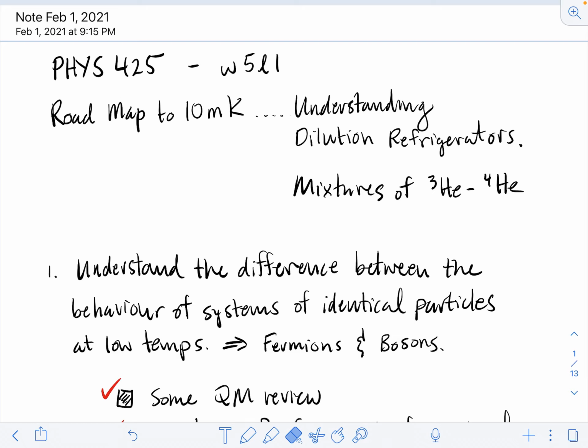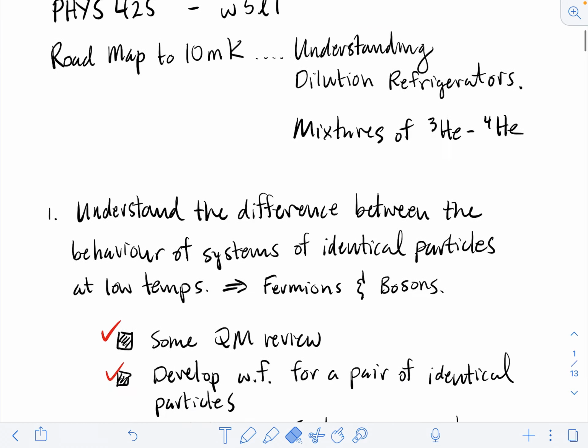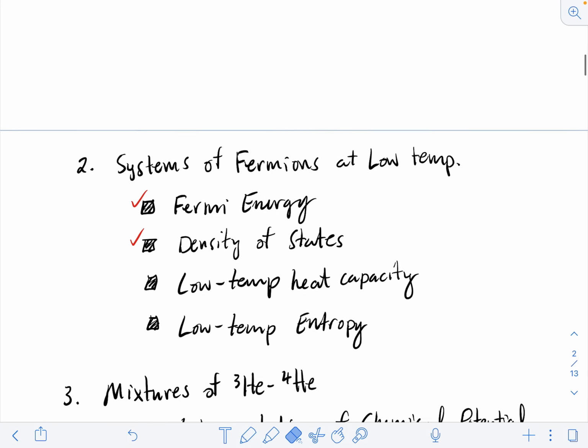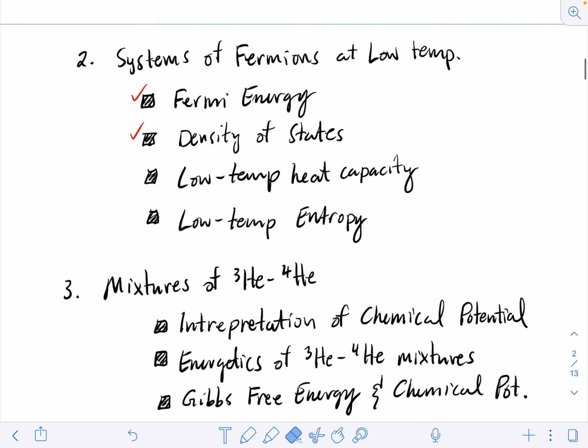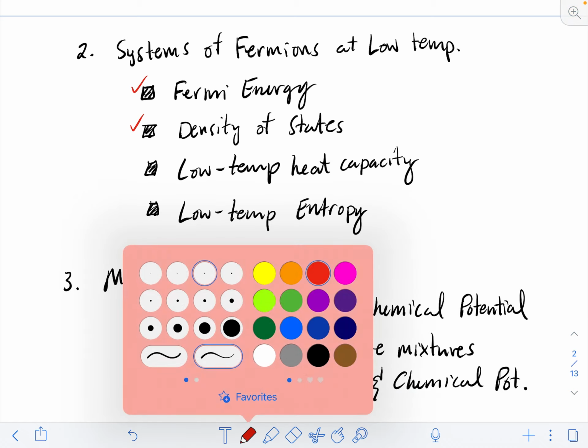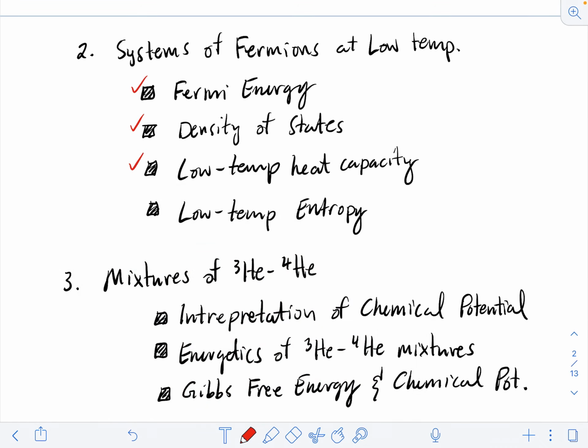What we've been talking about recently is some quantum mechanics review, which allowed us to write down wave functions for identical particles and deduce the Pauli exclusion principle for systems of fermions, identical fermions. And then we used that to understand some concepts like the Fermi energy and the density of states. And in the last video, we calculated the low temperature heat capacity of a system of identical fermions.